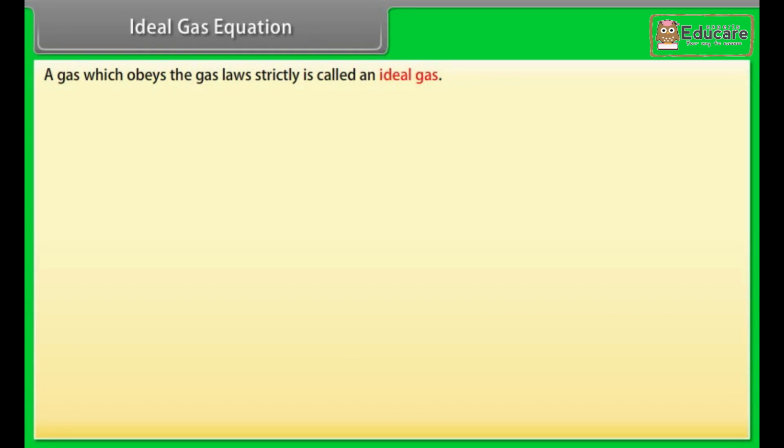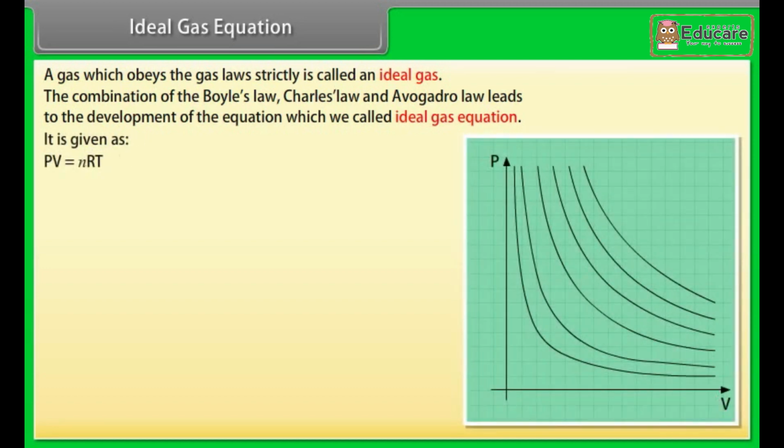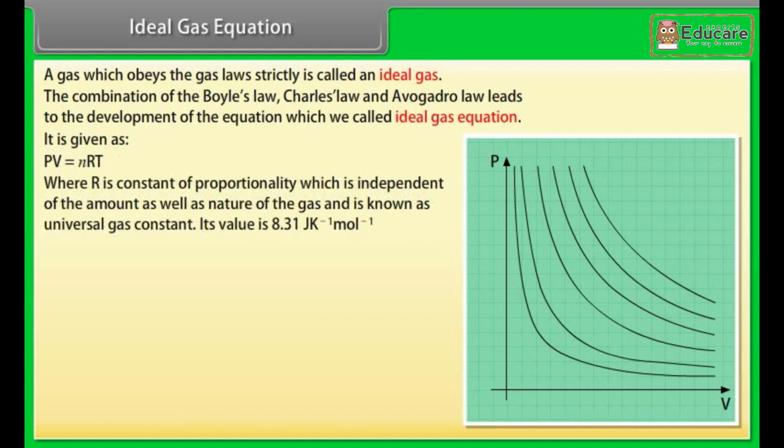Ideal gas equation. A gas which obeys the gas laws strictly is called an ideal gas. The combination of Boyle's law, Charles' law and Avogadro's law leads to the development of the equation which we call the ideal gas equation. It is given as PV is equal to nRT, where R is the constant of proportionality, which is independent of the amount as well as the nature of the gas and is known as the universal gas constant. Its value is 8.31 joule per Kelvin per mole. P is the pressure of a fixed amount of gas.